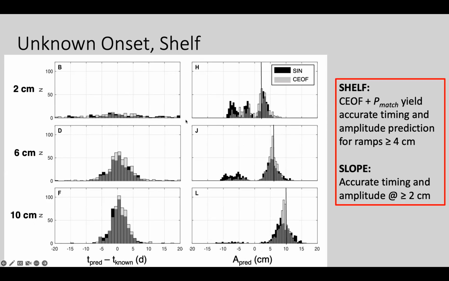Just to cut to the chase, through this work we found that using the CEOF correction or a sinusoidal correction, plus exploiting this along-isobath pressure coherence, we could consistently get the timing and amplitude right on the shelf at around 4 centimeters and above. And on the slope, we could do the same for about 2 centimeters and above. If you know the timing in advance, it's a huge advantage and you can do better than this.